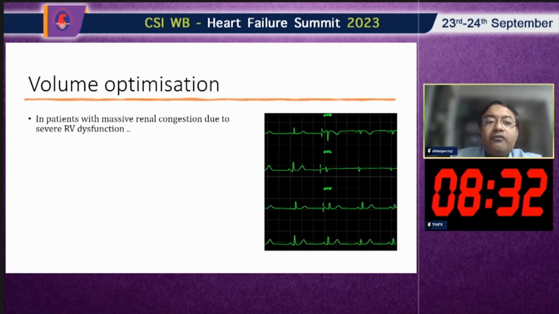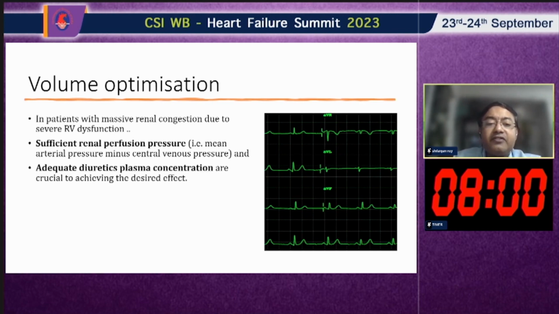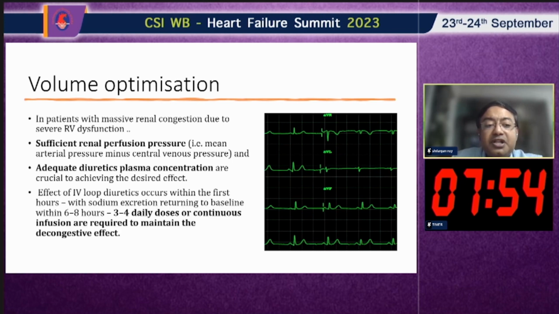Now, in volume optimization, we have to keep in mind that if there is massive renal congestion due to severe RV dysfunction, as an effect of systemic congestion, we have to maintain a sufficient renal perfusion pressure to prevent acute kidney injury. Renal perfusion pressure is the mean arterial pressure minus the central venous pressure. Naturally, an increase in the central venous pressure will reduce the perfusion pressure, or a significant decline in MAP will also reduce the perfusion pressure. So we have to balance both the mean arterial pressure and the central venous pressure to maintain sufficient renal perfusion.